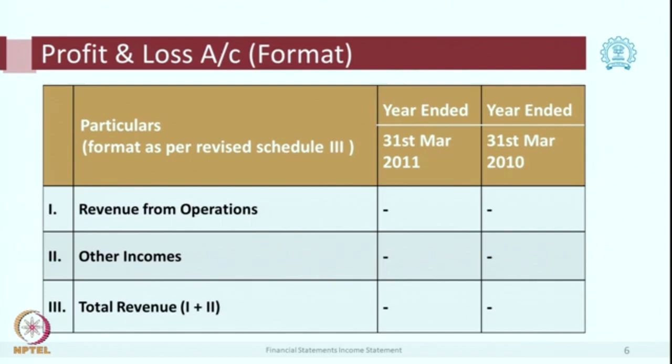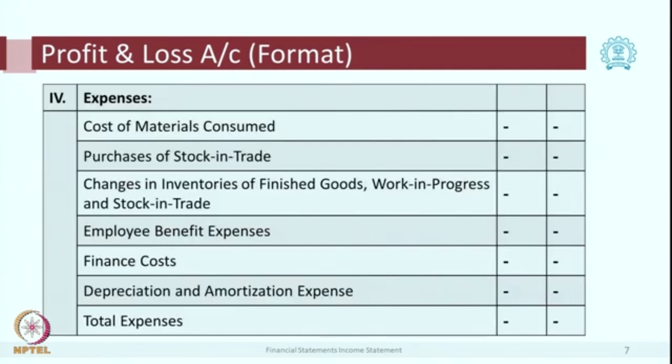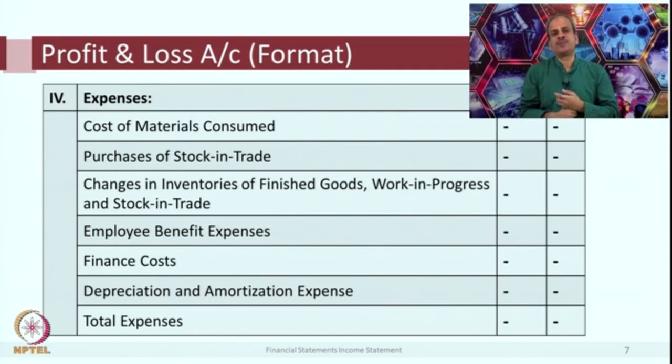So, it starts from revenue or the income of the entity, then other income, you get total revenue. Then in item number 4, you consider the expenses. There are 6 categories of expenses, starting from cost of material to depreciation.